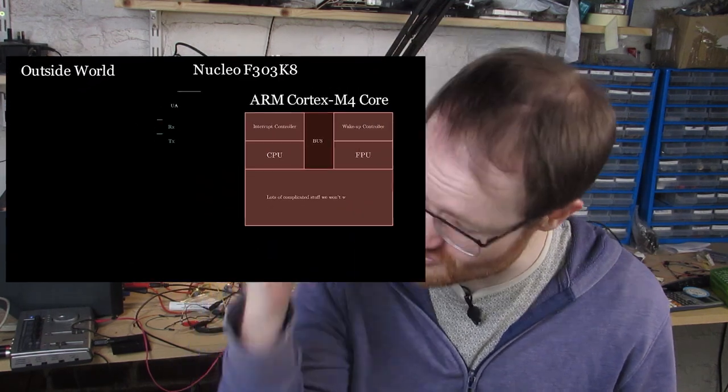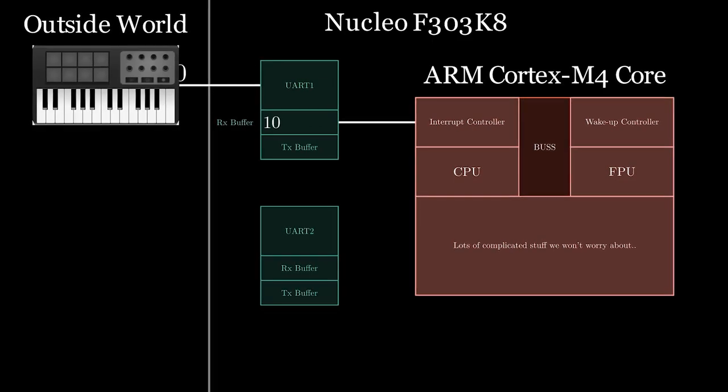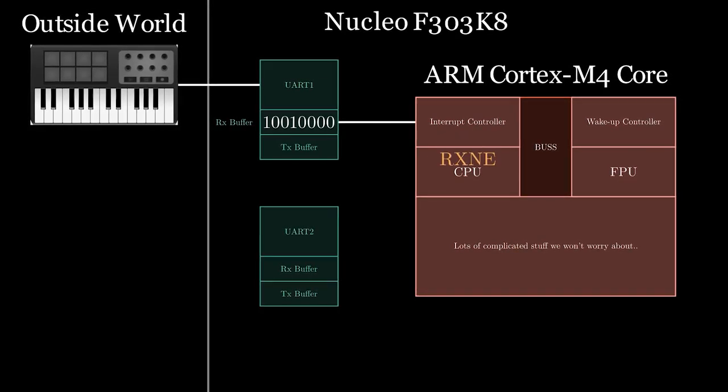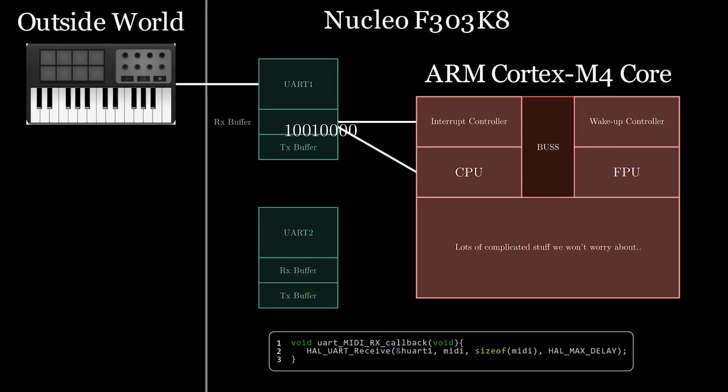So an interrupt is a special signal that's sent from a peripheral, like our UART, directly into the CPU core. What this means is we can set up a special part of the CPU core to monitor the UART directly and tell us straight away when we've received a message. So what we're gonna do is look at the receive buffer on UART 1, and when that receive buffer is not empty, we know that we've received a message and we can trigger our code.